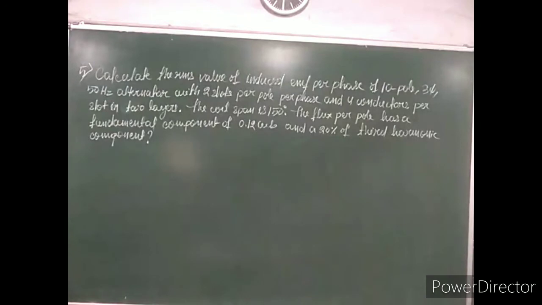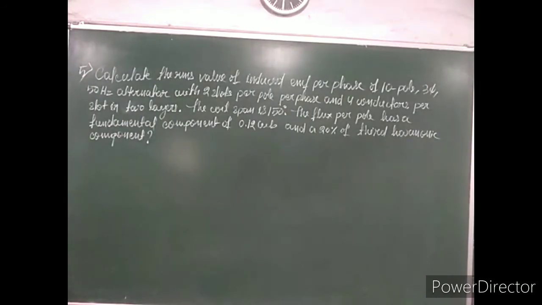Let us discuss the fifth question, students. Here the question is, calculate the RMS value of induced EMF per phase of a 10 pole 3 phase 50 Hz alternator with 2 slots per pole per phase and 4 conductors per slot in 2 layers. The coil span is 150 degree. The flux per pole has a fundamental component of 0.12 Weber and a 20% third harmonic component.